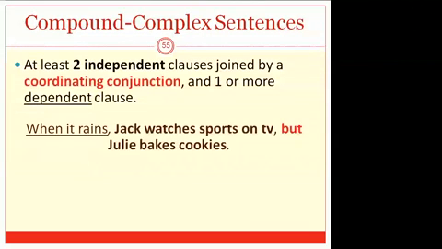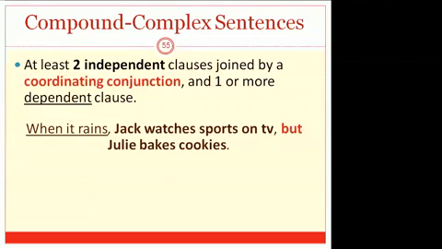An example of this would be, when it rains, Jack watches sports on TV, but Julie bakes cookies. In this example, we have two independent clauses. Jack watches sports on TV, Julie bakes cookies. Both of these independent clauses express a full idea that could stand on its own. However, they are linked with the coordinating conjunction but. Jack watches sports on TV, but Julie bakes cookies.